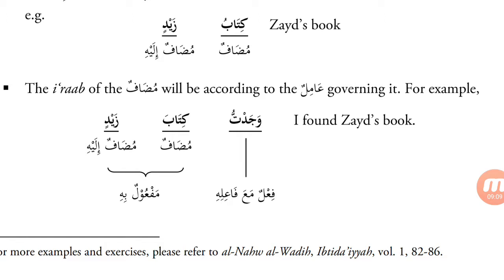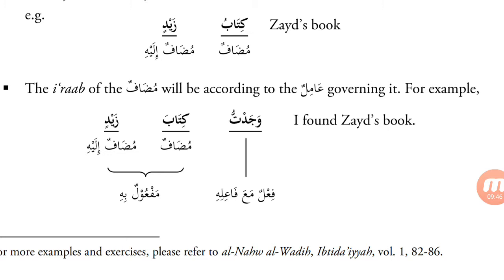So wajadtu is a fi'l. The fa'il is the dhamir that is attached to it, ta. This is known as dhamir marfu' muttasil. It is marfu' because it is the fa'il, and we say this is a dhamir muttasil because it is joined to the fi'l. The fi'l is wajada, from wajada yajidu, and this is the dhamir used for first person. So wajadtu, I found.